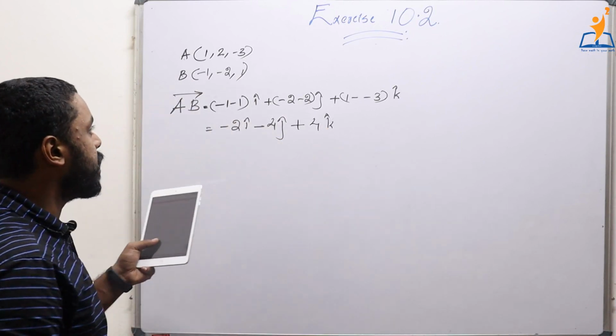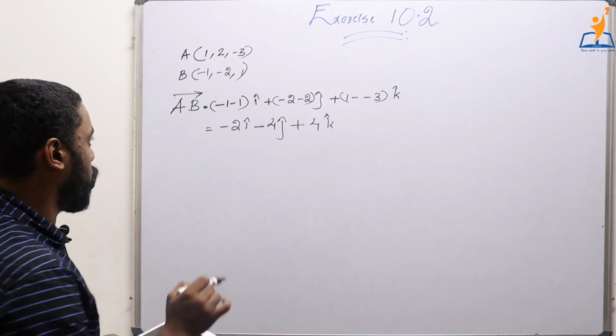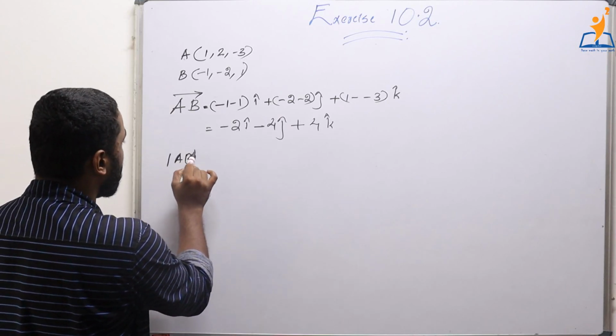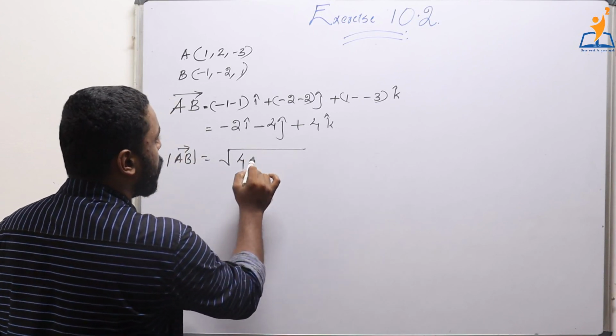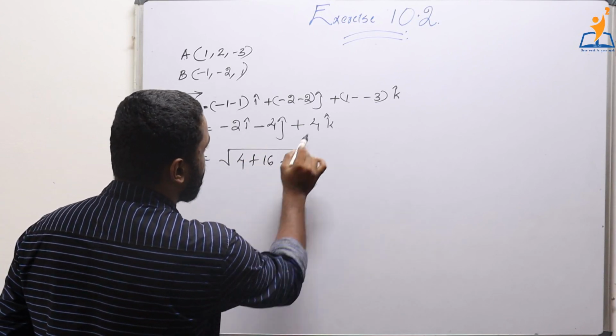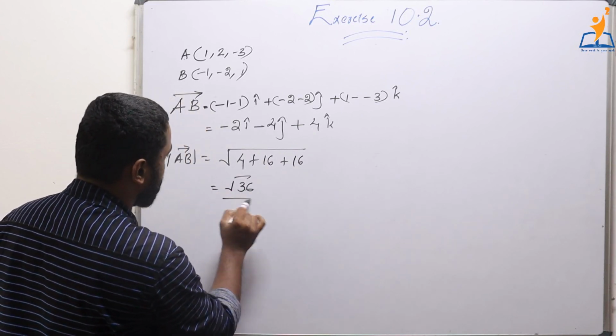Then we have to find the modulus of the vector in order to find the direction cosines, just like in the previous problem. So modulus of AB is nothing but square root of 2 square, which is 4, plus 4 square, which is 16, plus 4 square, which is 16 again. So it is nothing but root 36.